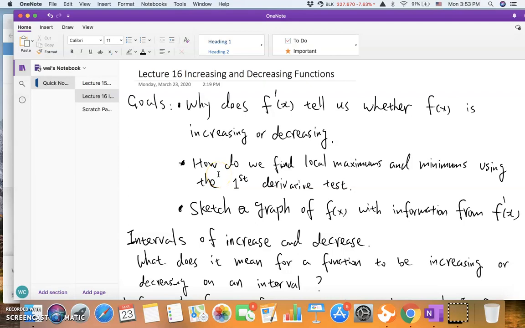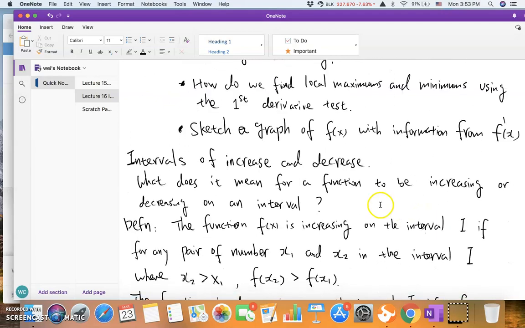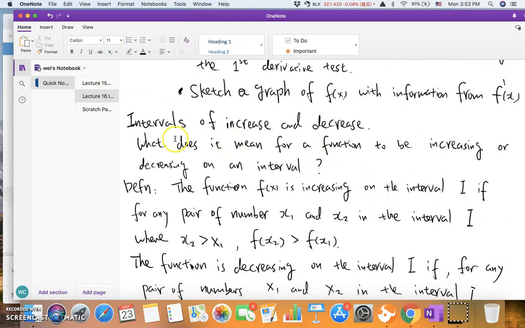And the second one is how do we find local maximums and minimums using the first derivative test. And the third one is to know how to sketch a graph of a function with information from the derivative of that function. Okay, let's first talk about what are the intervals of increase and decrease.